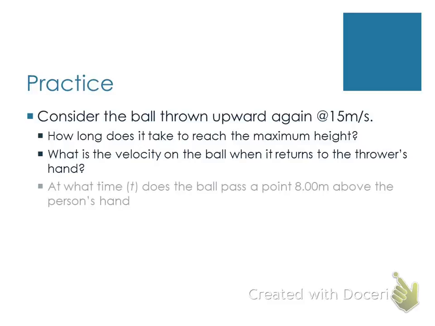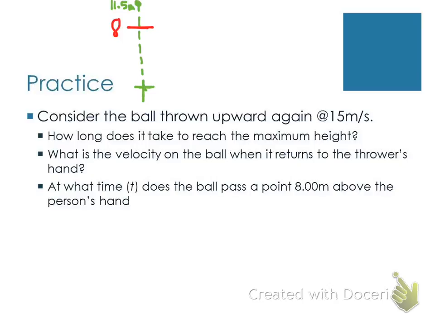At what time does the ball pass the point 8 meters above the person's hand? This one we do have to do some math for. So we determined with our first problem that it's going to travel upwards of 11 meters, a little bit over 11 meters. Yet we're going to look at what time it's going to pass a point 8 meters above the origin. So at 8 meters, we're going to find out what time it hits that.